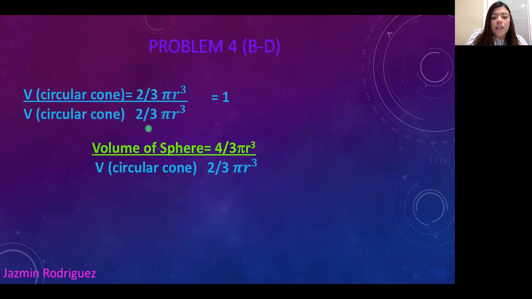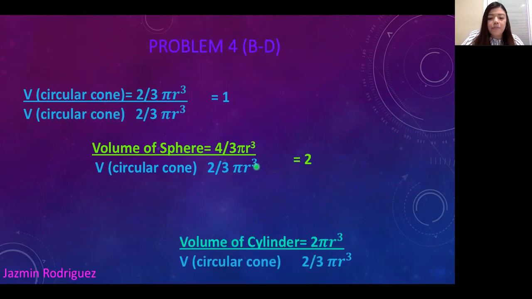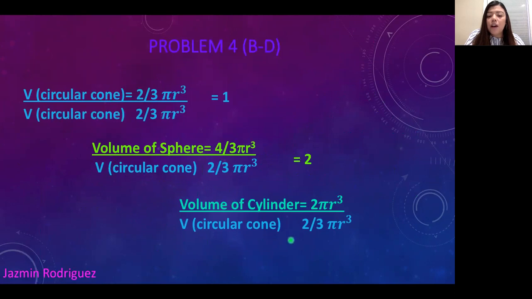Then we'll take the volume of the sphere and divide that by the volume of the circular cone. When we do that, that'll give us 2. And then we have the volume of our cylinder, and we'll divide that by, once again, the volume of our circular cone. When we do that, we get 3. So now, as we can see, the ratio of the volumes of the circular cone to the sphere to the cylinder is a 1 to 2 to 3 ratio.